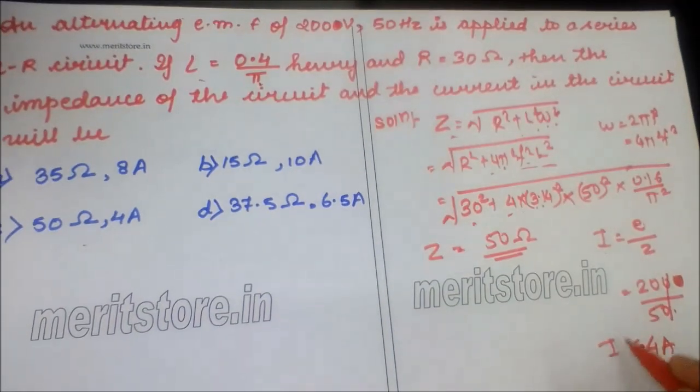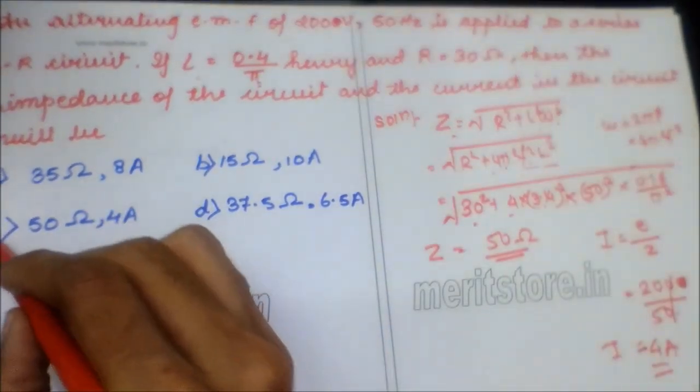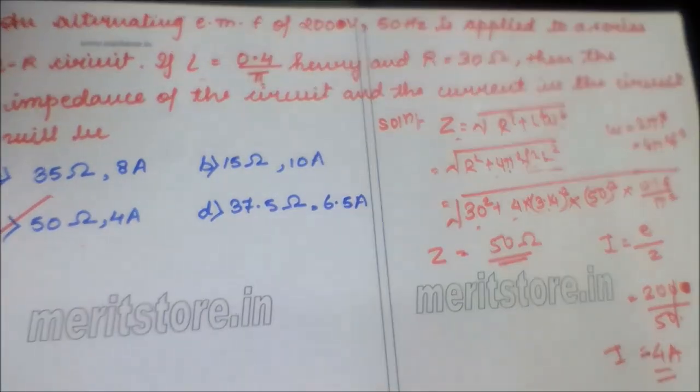So 4 amps of current is there and impedance is 50 ohms. So C is the correct option.